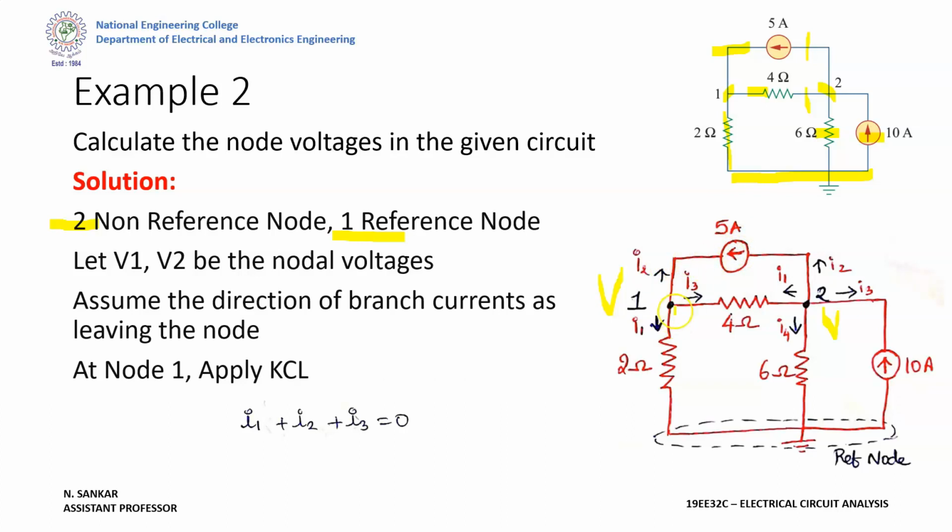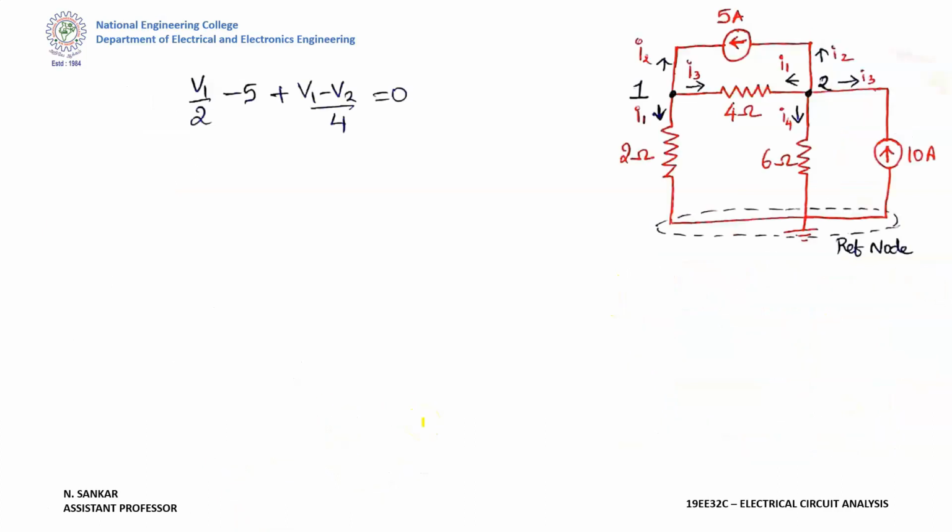For I3, the current direction is from V1 to V2. Then the formula will be V1 minus V2 divided by 4. Okay. So I1 is equal to V1 by 2. This is minus 5 because the directions are opposite, and here higher potential minus lower potential divided by resistor. Since the current direction is from V1 to V2, we have taken V1 as higher potential. So this is the equation number 1.